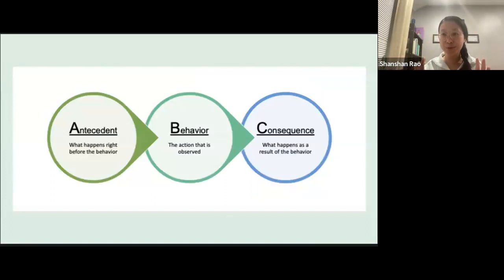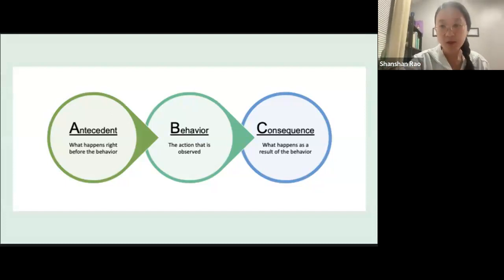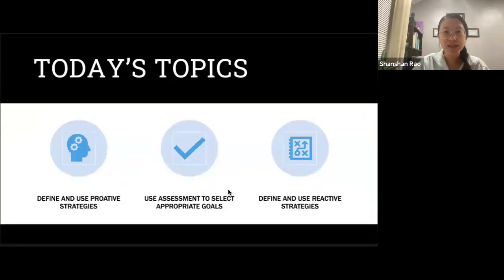And for us to manipulate the behavior, our ultimate goal, everything is behavior. Speaking is behavior. Looking at the teacher is a behavior. Sitting on the chair now, participating in the workshop, they're all behaviors, right? So we want to either increase the desired behavior or decrease the undesired behaviors. So we're going to manipulate the antecedent and the consequence. Then we can manipulate what's in the middle, the behaviors. So today's topic, we're going to cover 3 things.